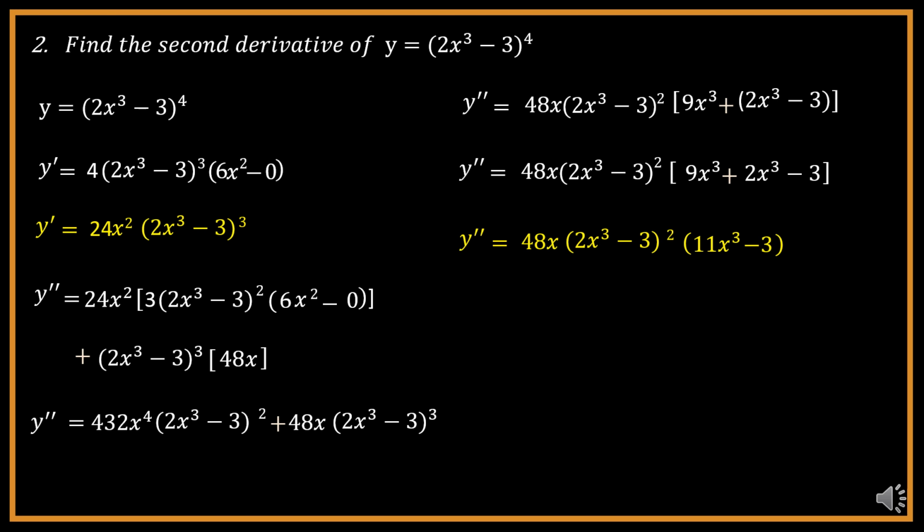Then simplify. y double prime is equal to 48x times the quantity (2x cubed minus 3) raised to the second power, then times 9x cubed plus 2x cubed minus 3. y double prime is equal to 48x times (2x cubed minus 3) raised to the second power, then times 9x cubed plus 2x cubed, which is equal to 11x cubed minus 3. Therefore, this is now the second derivative of y is equal to the quantity (2x cubed minus 3) raised to the fourth power.